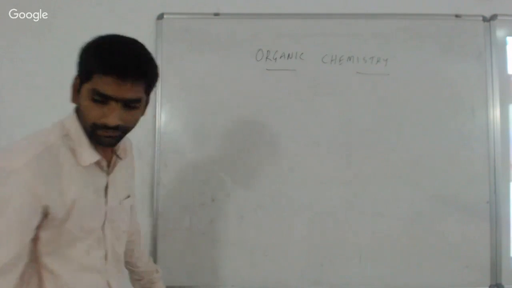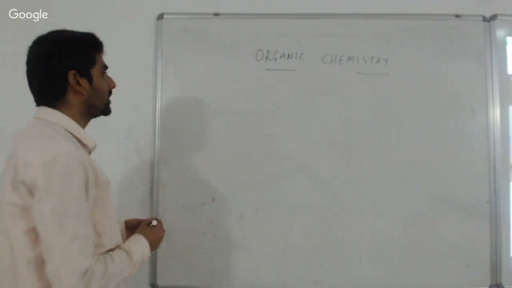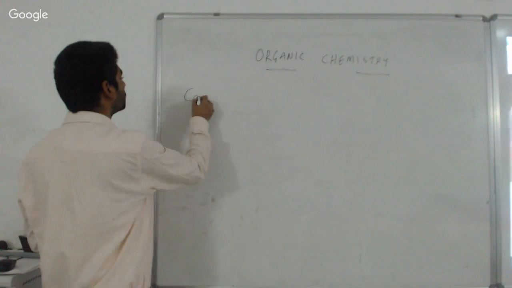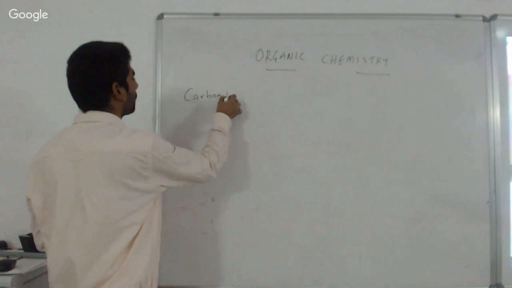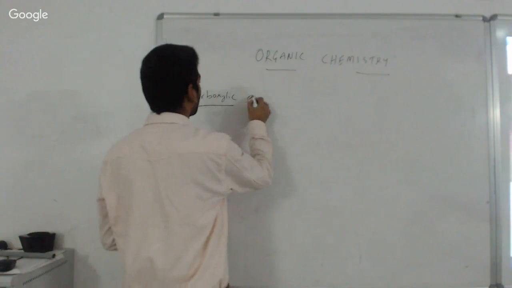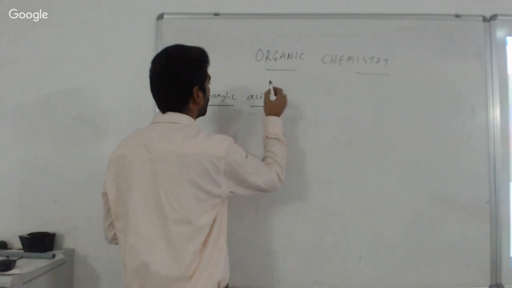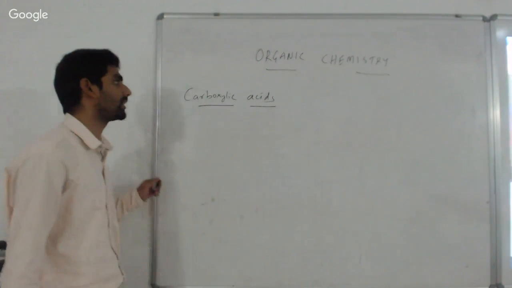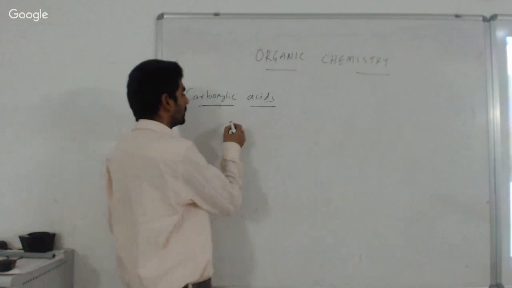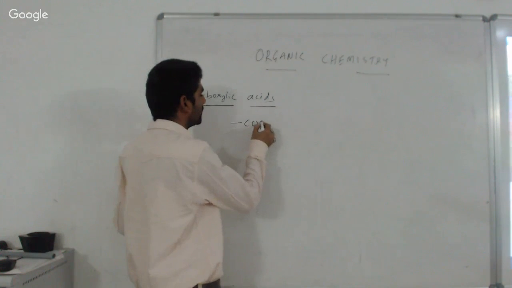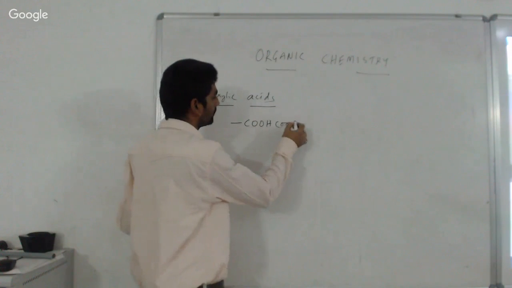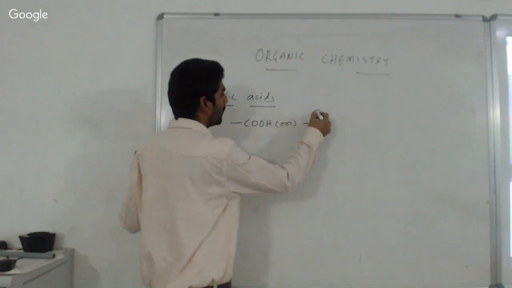Next functional group: carboxylic acids and derivatives. Carboxylic acids and their derivatives. Carboxylic acids are acidic, functionally represented as COOH or C double bond OH.